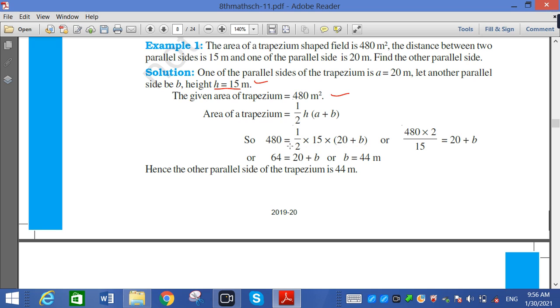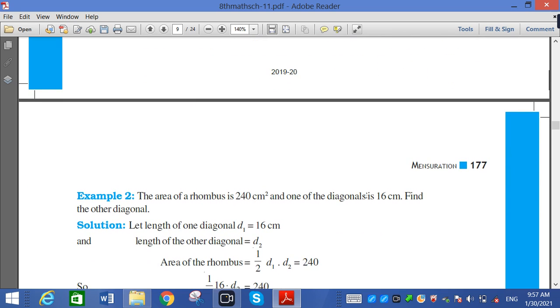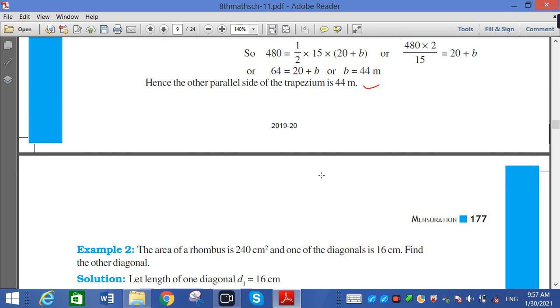First, what is divided should go to the other side as multiplication. So 480 multiplied by 2. Then this 15 must go as division, is equal to 20 plus b. If we cancel it, we can get the answer 32. 15 threes are 45, 30, 20. 32 into 2, that is 64. So 64 is equal to 20 plus b. So we get the answer 44 meter. So that is a sum related to trapezium.